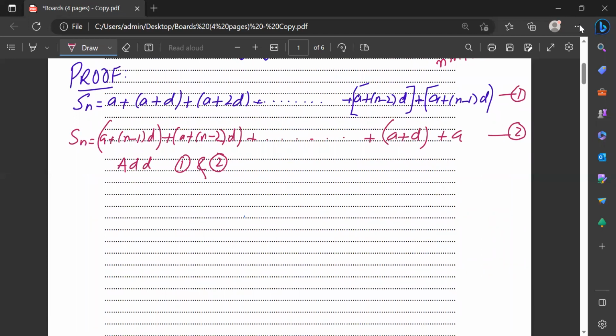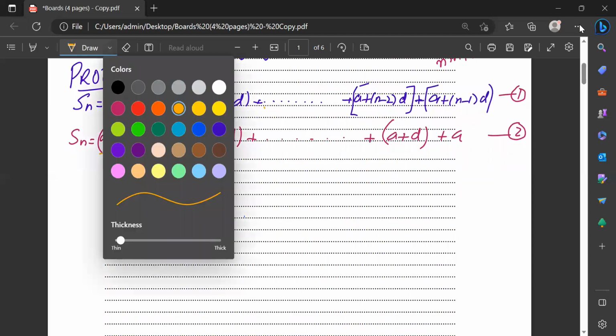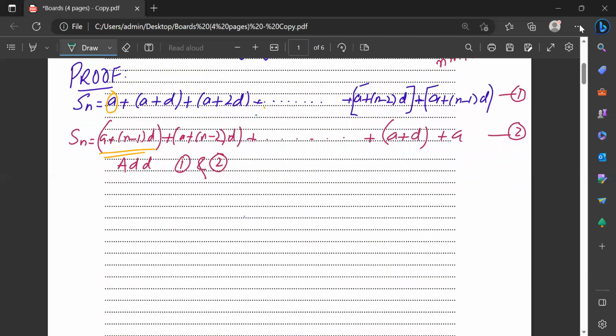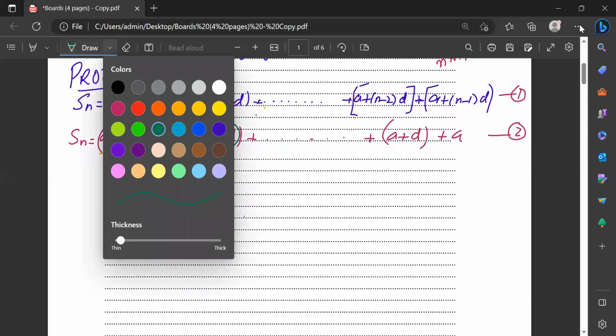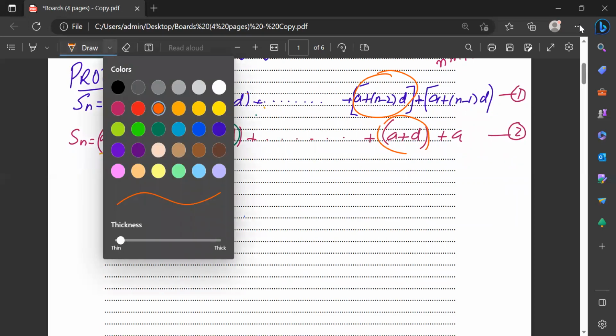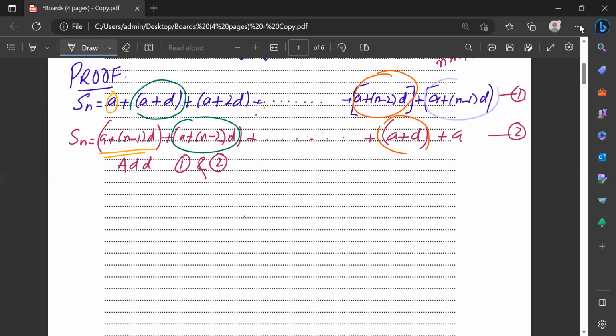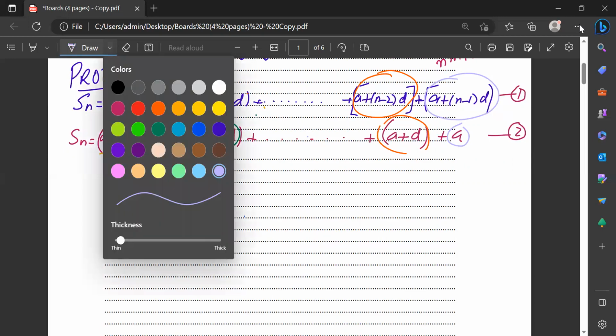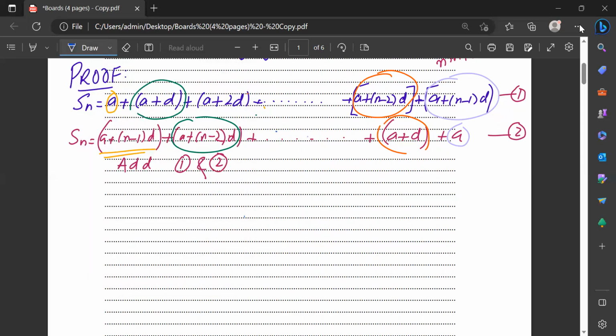On the right side, adding in this order: a to this term, then a plus d to this term, then a plus n minus 2 into d, I'm just adding the corresponding terms, and finally I'll add the last term to the last term. To make this clear, I'm writing them side by side.